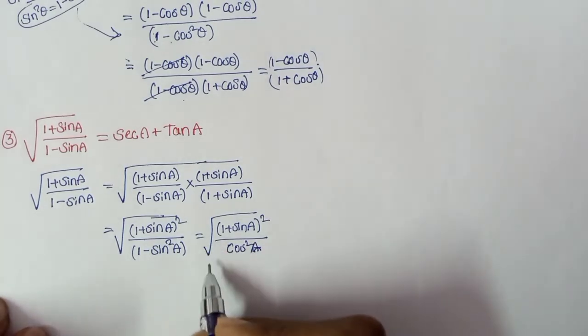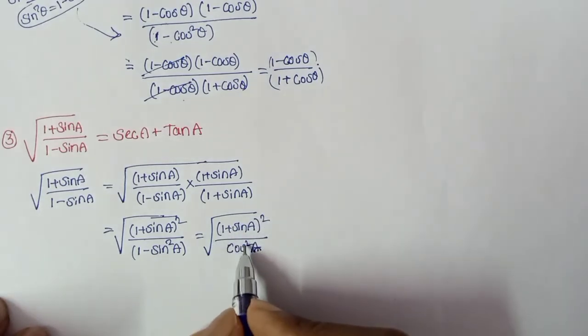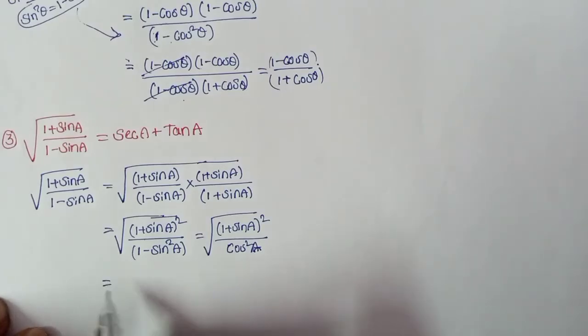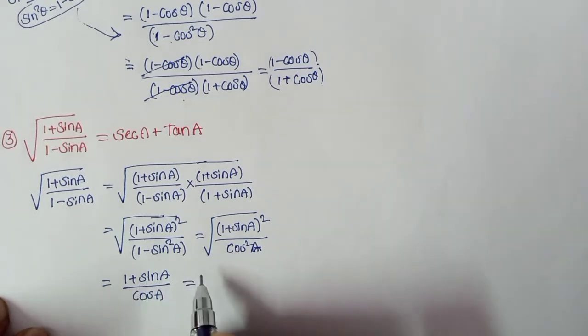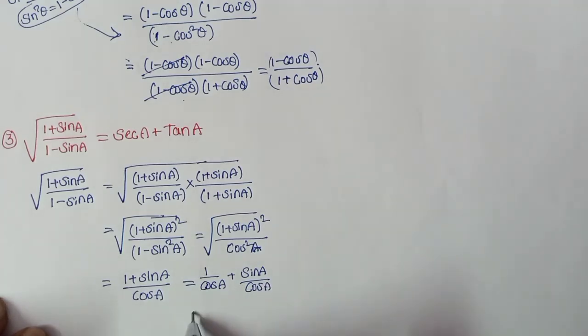Okay, that means you can eliminate this root, because on the numerator there is a square, on the denominator also there is a square, so you can eliminate it, like 1 plus sin a by cos a. You can write it like this. If you break this, what you will get? 1 by cos a plus sin a by cos a. What is 1 by cos a? 1 by cos a is obviously sec a. What is sin a by cos a? This is tan a. So we proved this is equal to this.